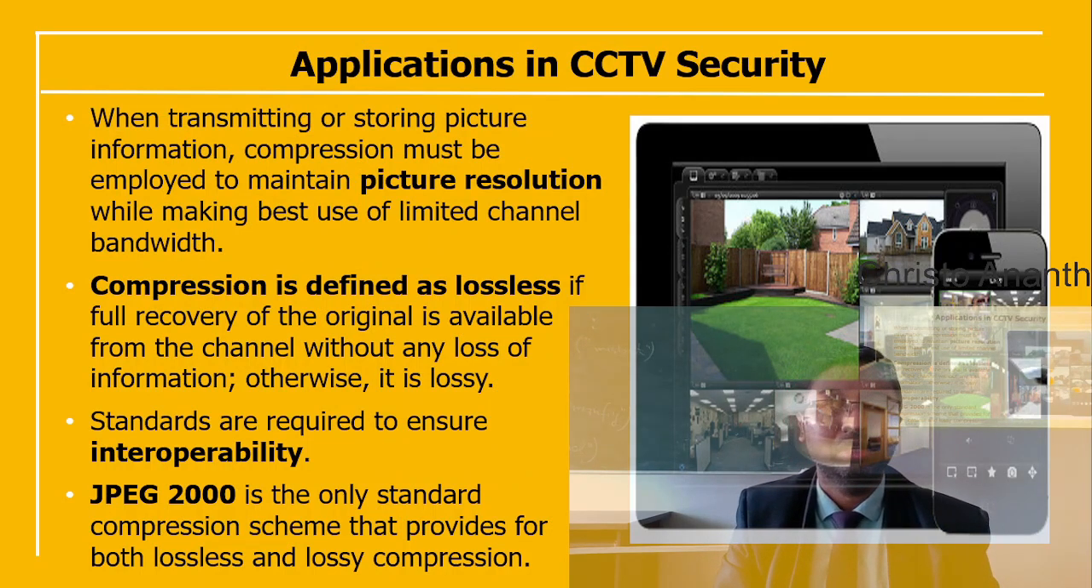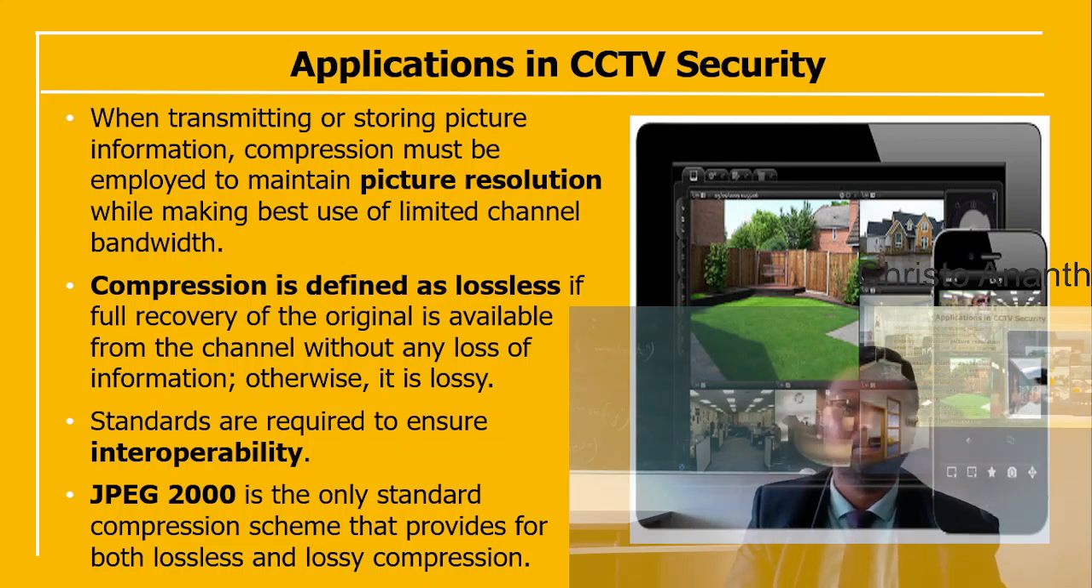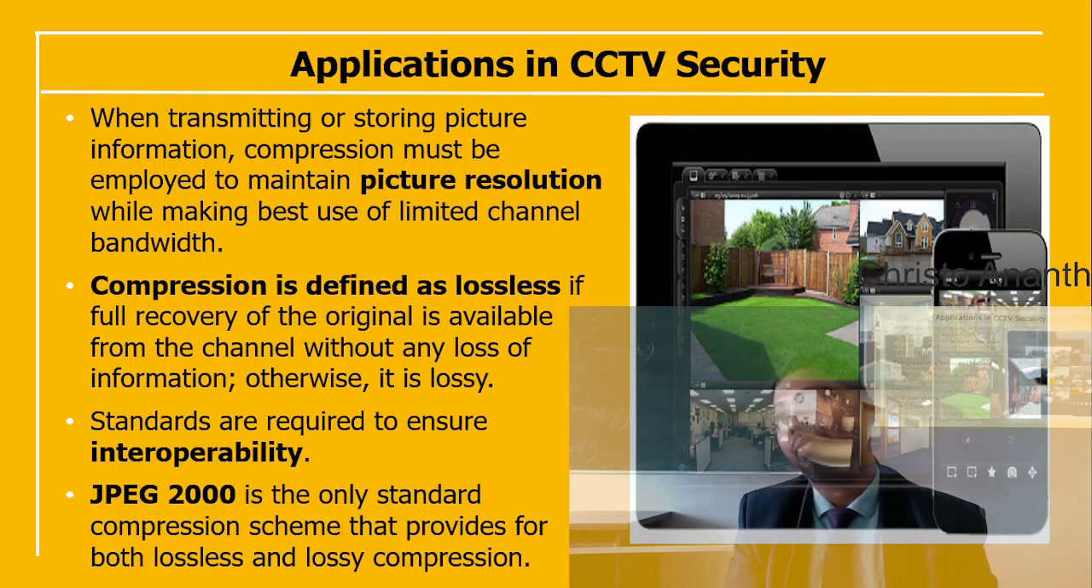So this is the application in CCTV security. Whenever you are going to transmit or store picture information, compression is very important in order to maintain the picture resolution when you are working with a limited channel bandwidth. Compression here is defined as lossless if full recovery of the original is available from the channel without any loss of information. Otherwise, it is termed lossy. Standards are required to ensure interoperability, and JPEG 2000 is the only compression scheme which provides both lossless as well as lossy compression.